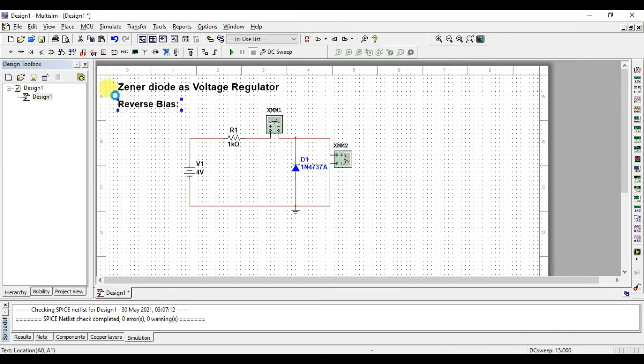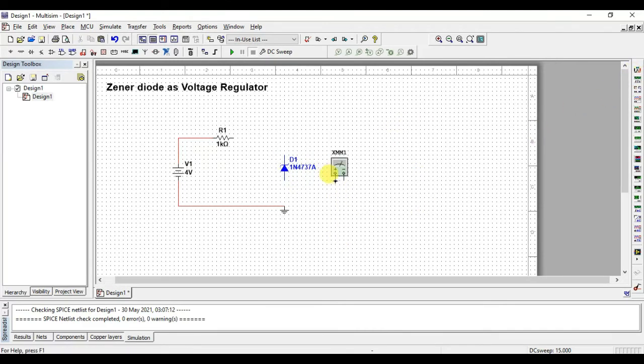I am deleting this one. So some modification should be done. Here an extra load should be taken. Okay, an extra load is also there. So I am connecting a multimeter across the Zener diode, just to make sure whether the flow of current through the diode is constant or not.